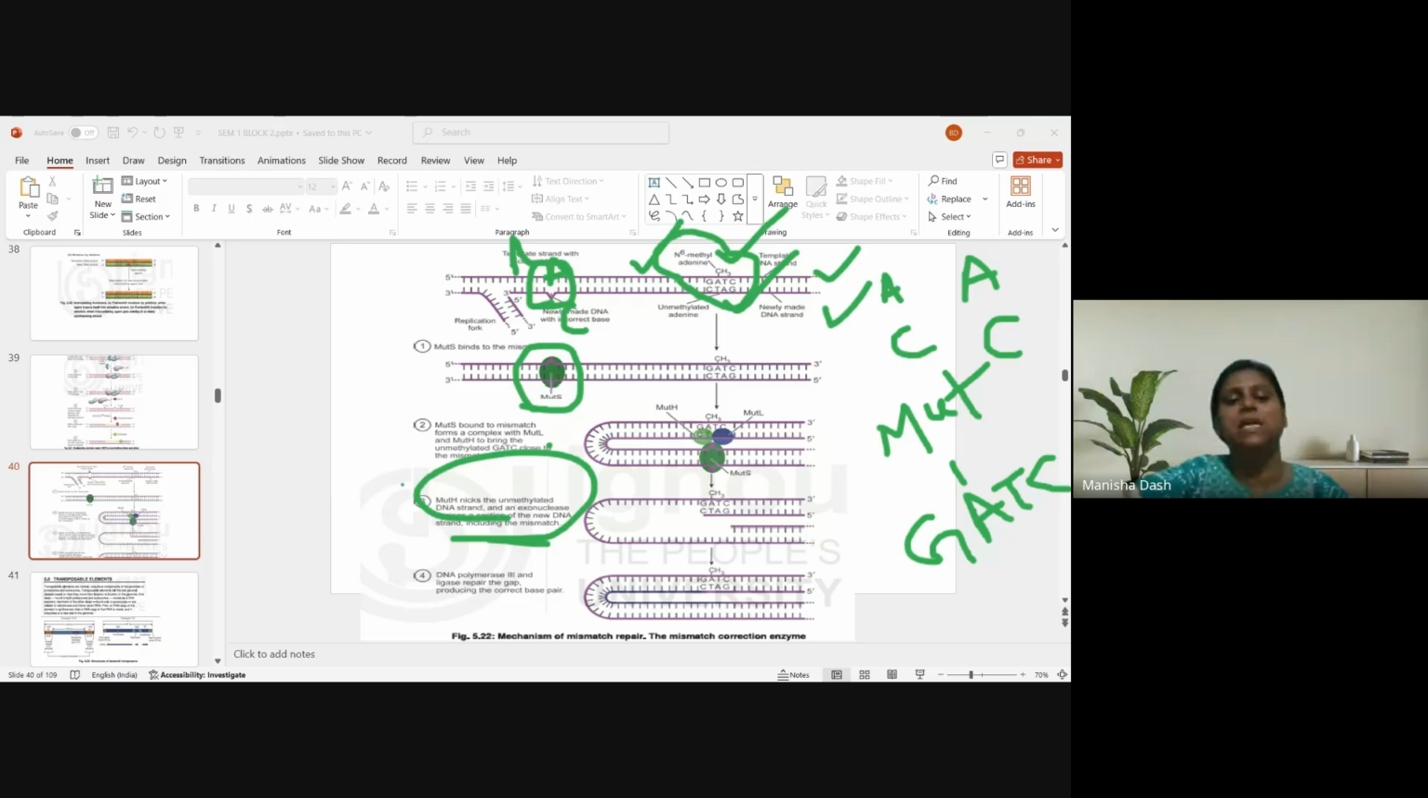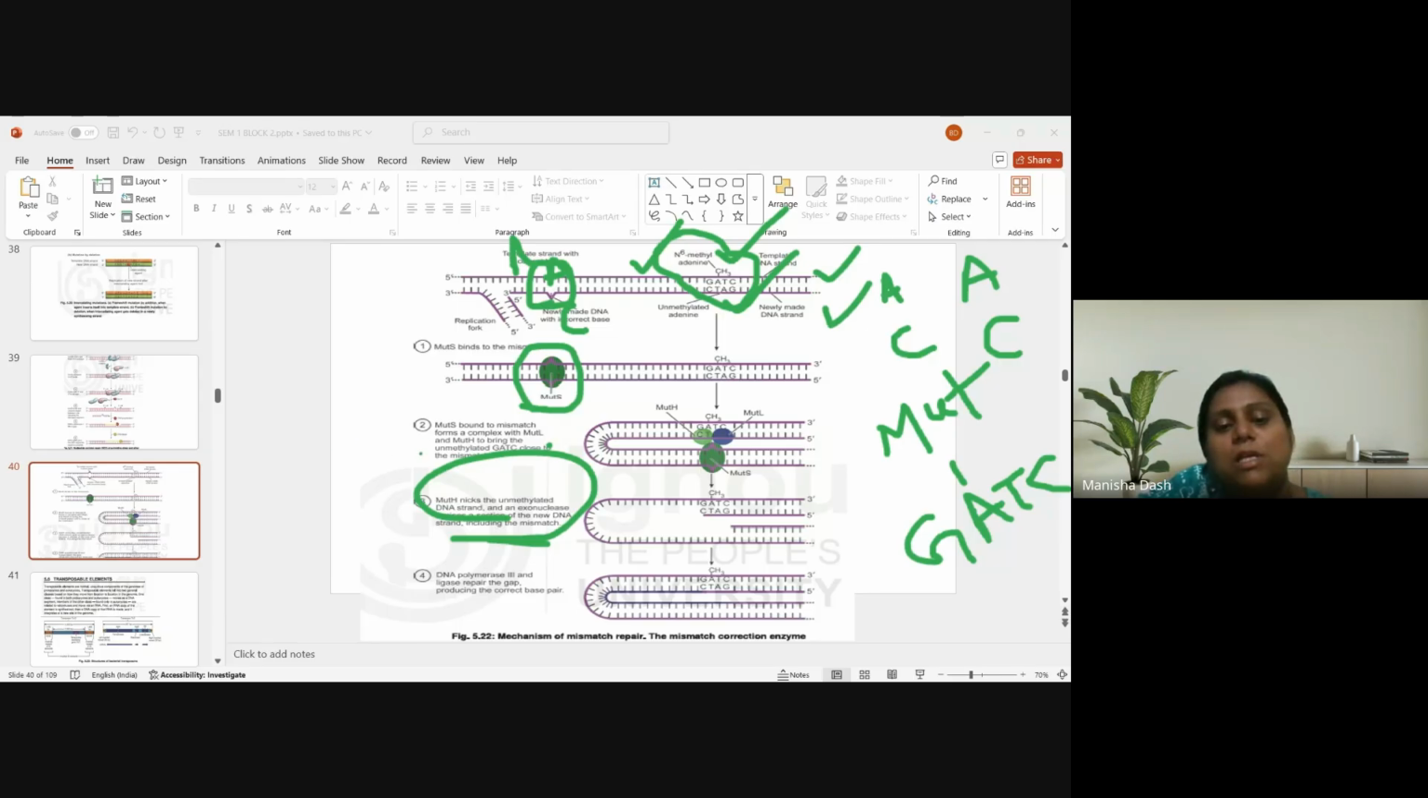Okay. So that is how a mismatch is repaired during DNA replication. First, there is a MutS enzyme which goes and binds to the mismatch site. Then, along with two other enzymes, MutL and MutH, a complex is formed, and this recognition site is brought close to the mismatch site of the DNA.